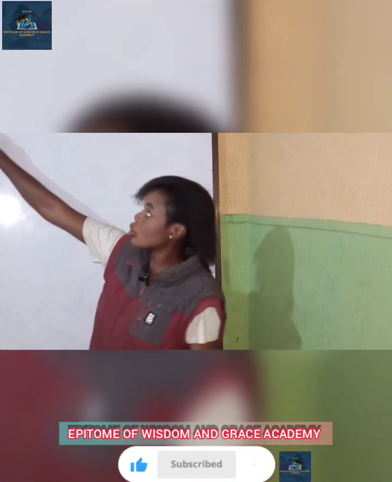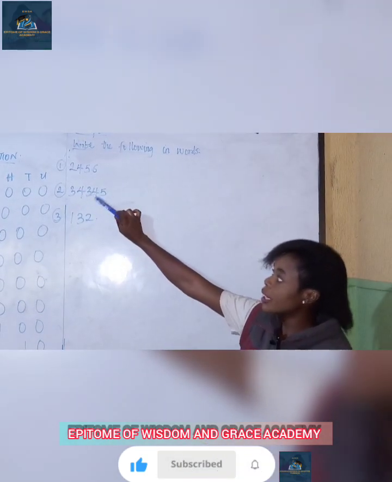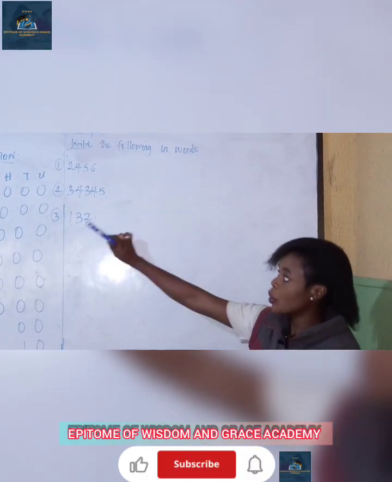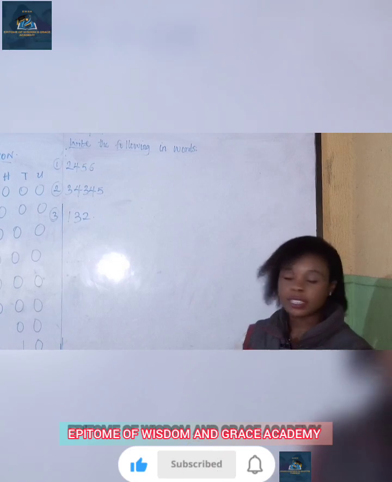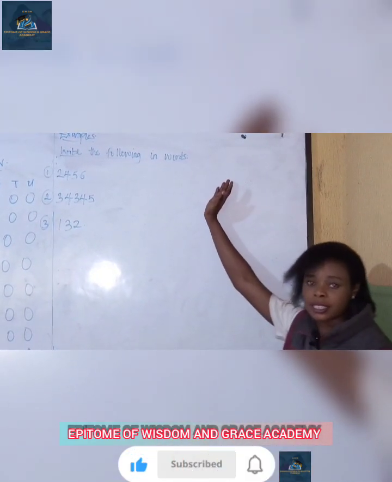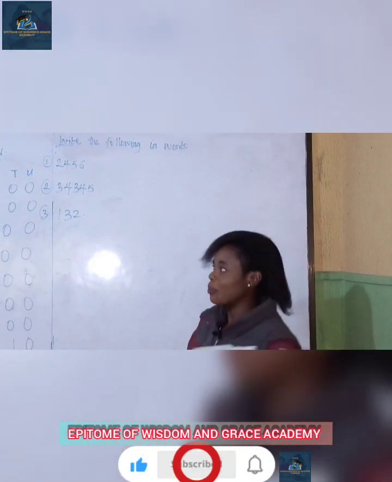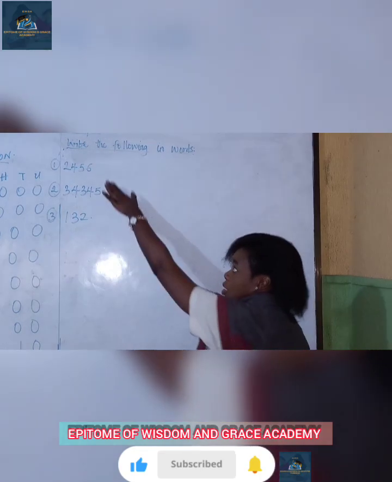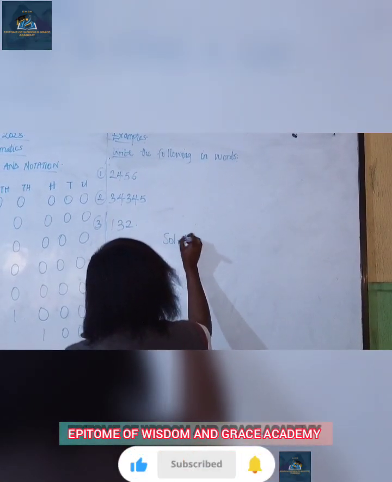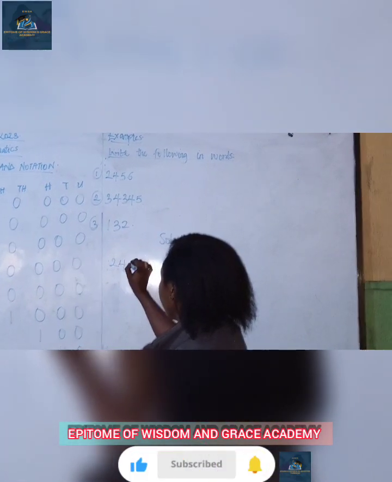We're getting 2, 4, 5, 6. That's for number 1. 3, 4, 3, 4, 5. That's for number 2. 1, 3, 2. This is number 3 question. We have to write the following in words. I know this beginning may be simpler, but as time goes on, many kids tend to find it difficult. Let me start from the first one, which is 2, 4, 5, 6.